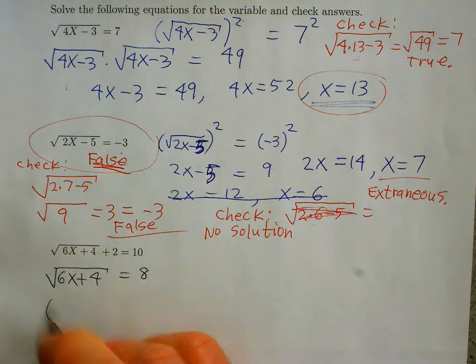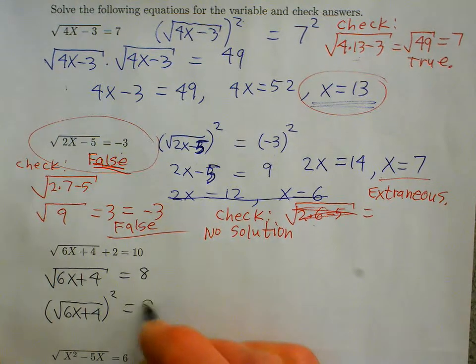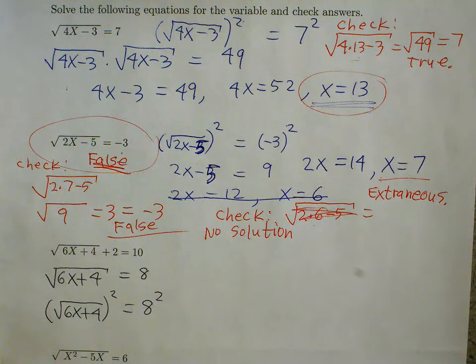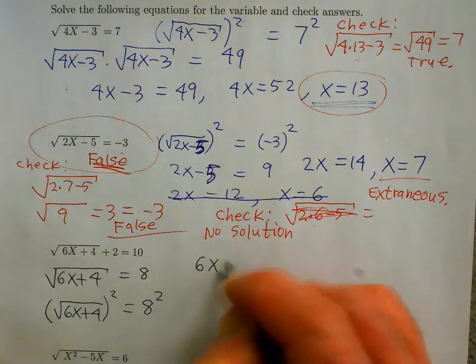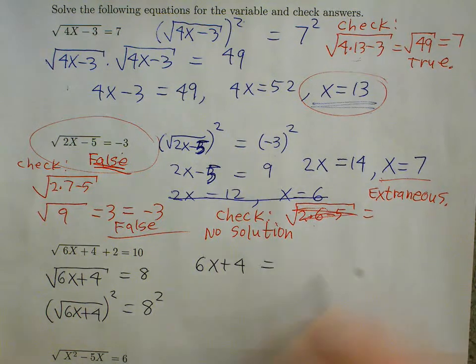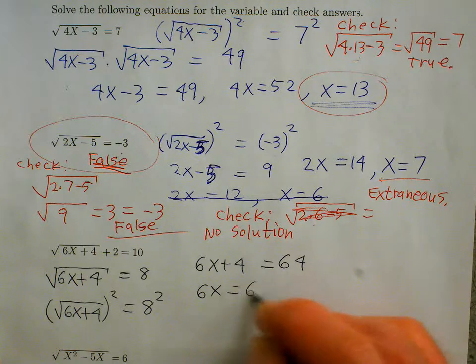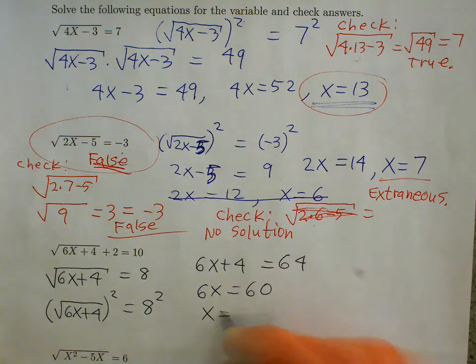Now we square both sides. Square the square root of 6x plus 4 on the left-hand side and square 8 on the right-hand side. When we square the square root of 6x plus 4, we just get 6x plus 4. When we square 8, we get 64. Then subtract 4, we get 6x equals 60, and divide both sides by 6, we get x equals 10.